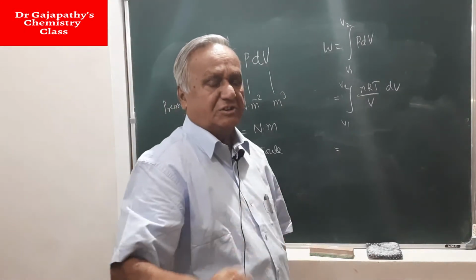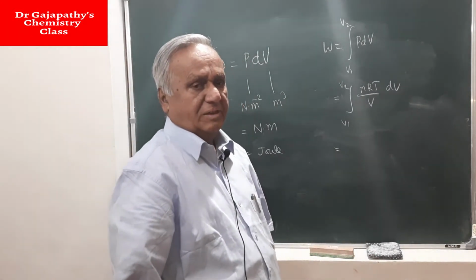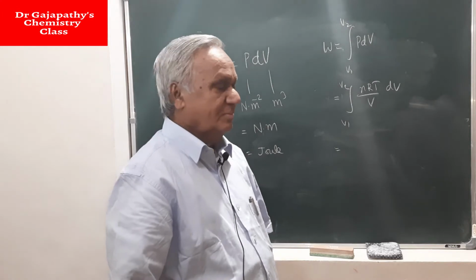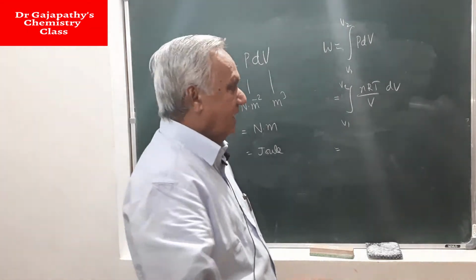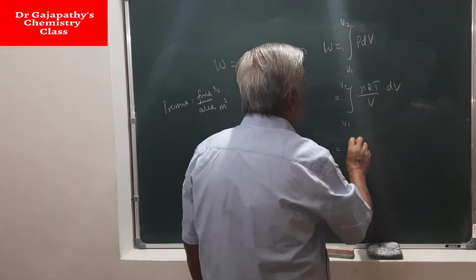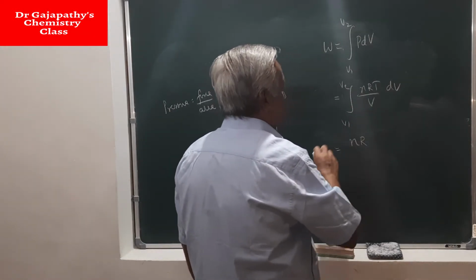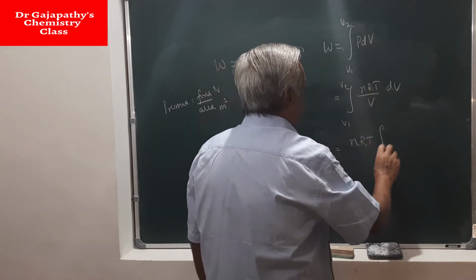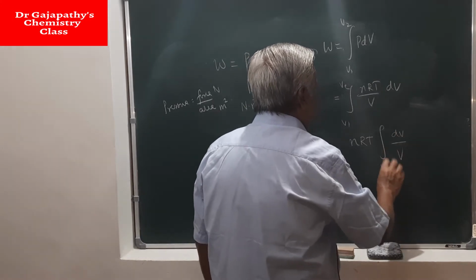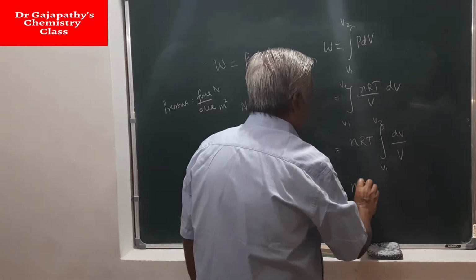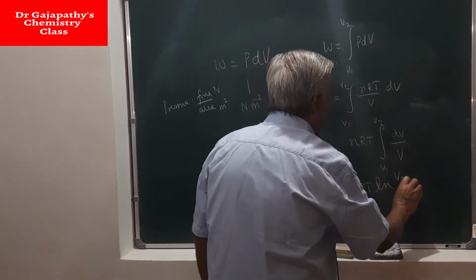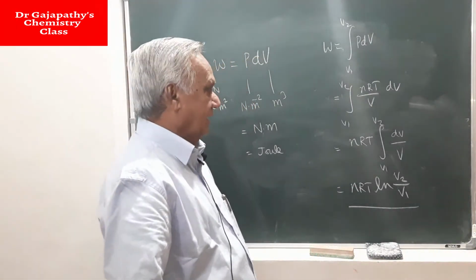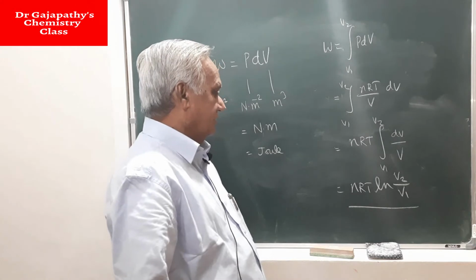If the temperature remains constant, a process wherein the temperature remains constant is called an isothermal process. So if the process is isothermal, n is a constant I can take out of the integration, R is the gas constant I can take out of the integration, and since it is isothermal, temperature is also constant, take it out. It is dV by V, V1 to V2. In other words, it is nRT ln(V2/V1). This is how you calculate the work done in a reversible process.